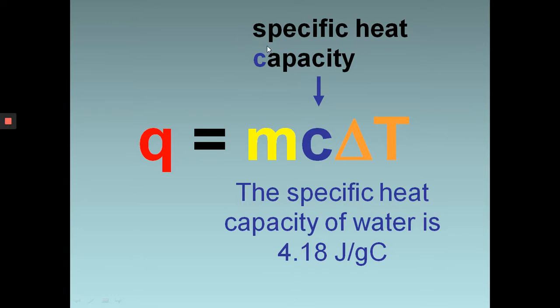Specific heat capacity is a concept that's totally new to you guys. This is basically a unique value for every matter. Every matter has its own way of holding heat energy before changing its temperature. For example, the specific heat capacity of water is known as 4.18 joules per gram per Celsius. In other words, water will require 4.18 joules in order to change the temperature of 1 gram by 1 Celsius.